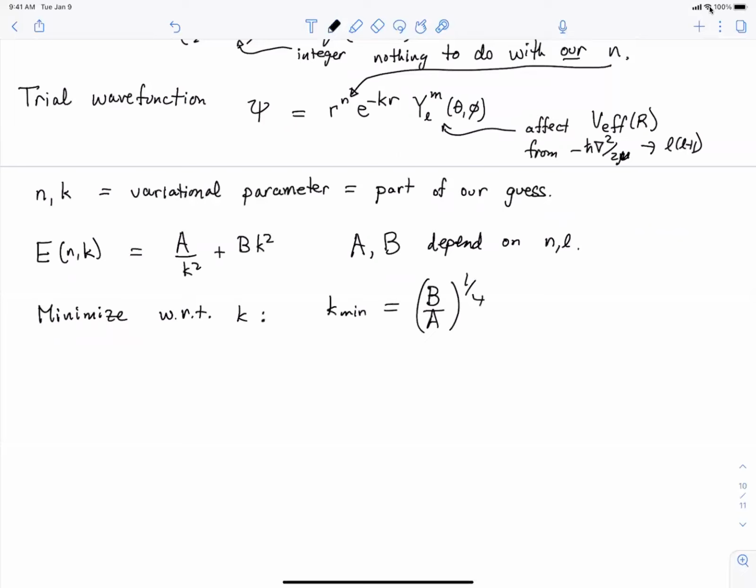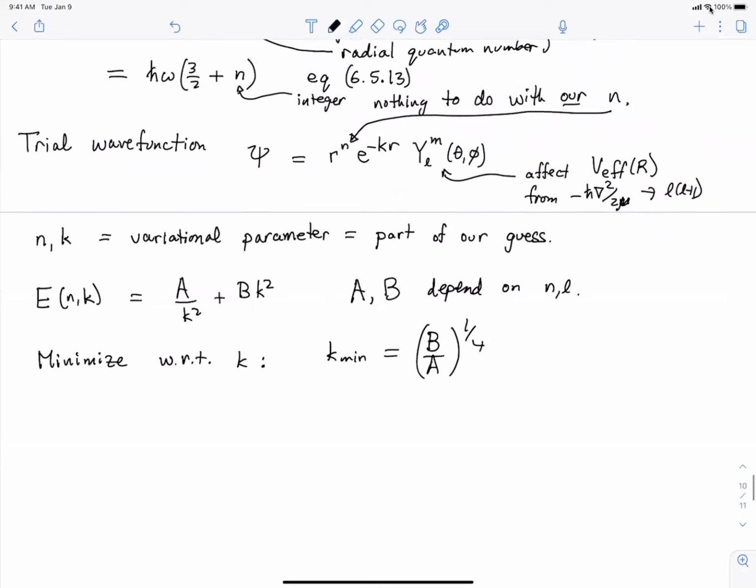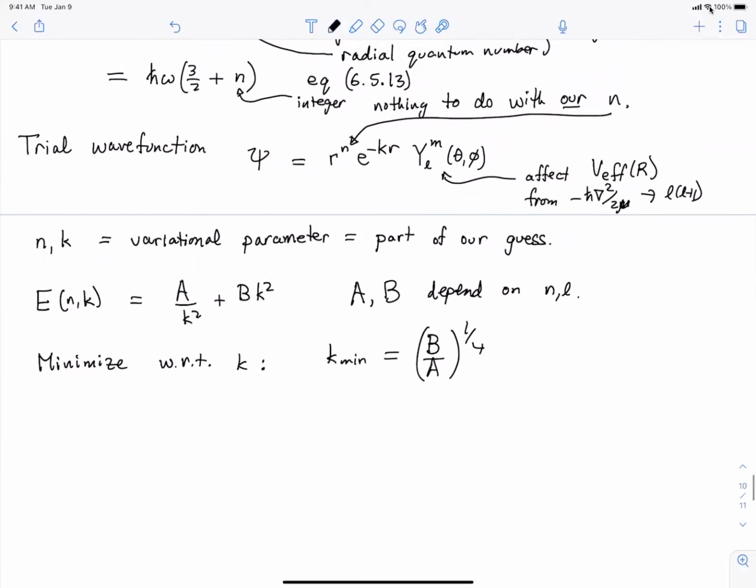Professor? Yes? What's that on the denominator of that Laplacian negative h bar? Is that mu? Oh, here? Yeah, this is mu. Okay.